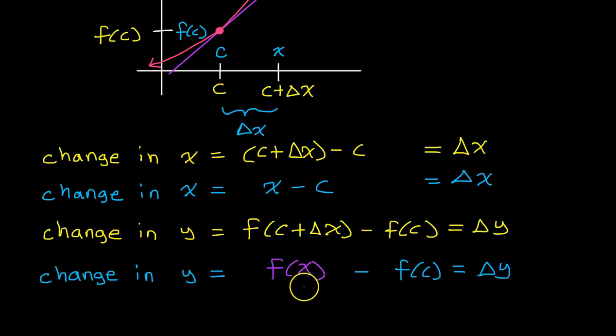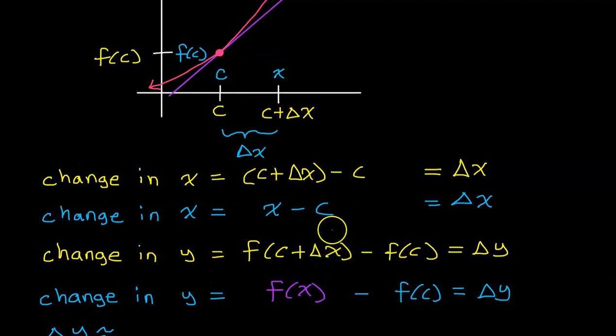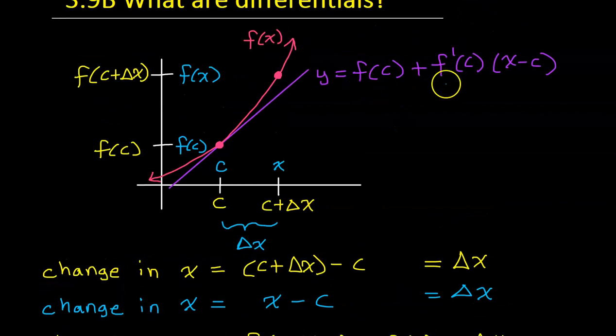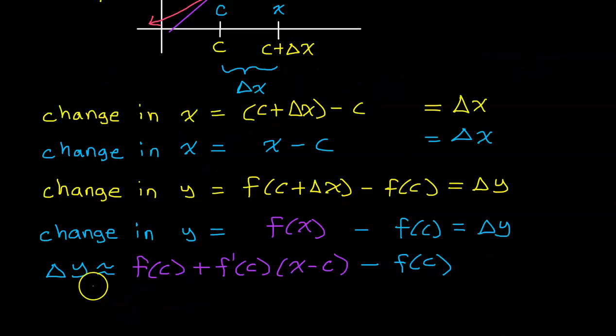But here's where the differential comes in. What if instead of f of x, the actual function, I wanted to use the linear approximation? So first of all, the change in y, delta y, will be approximately equal to whatever I'm about to say, because I'm about to substitute for the linear approximation. So remember, the linear approximation is all of this. I'm going to substitute the expression for the tangent line, the linear approximation, instead of f of x. So delta y is approximately equal to all of this.